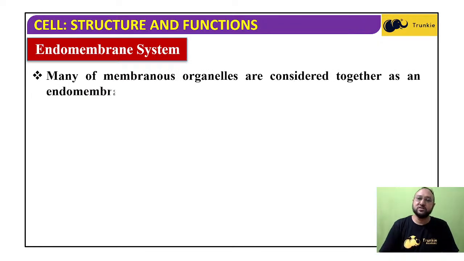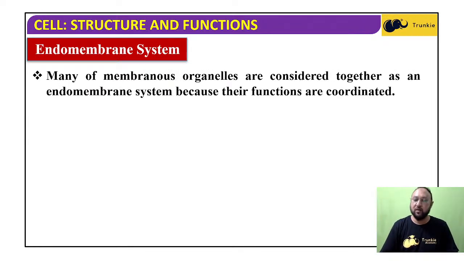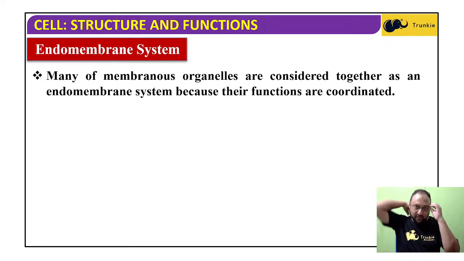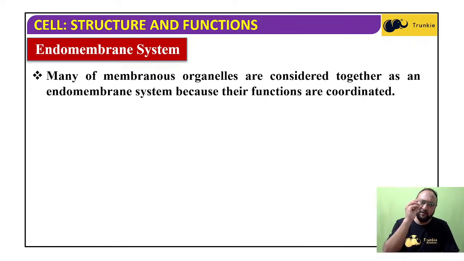Endomembrane system. Many of the membranous organelles are considered together as an endomembrane system because their functions are coordinated. What do we mean by the endomembrane system? Within the cytoplasm, the cell also acts as one living entity, and it has important functions and roles to play for the tissue together. There are organelles and vesicles formed, having a membrane, within the cytoplasm.